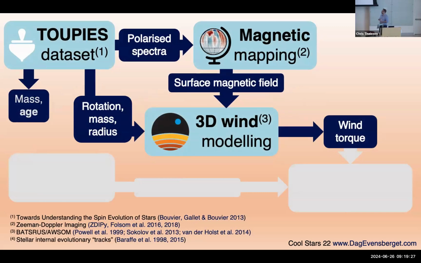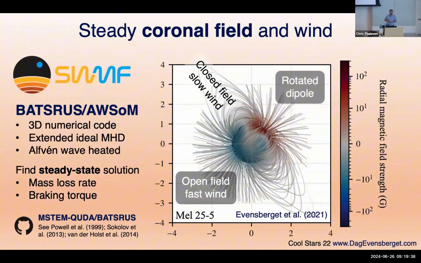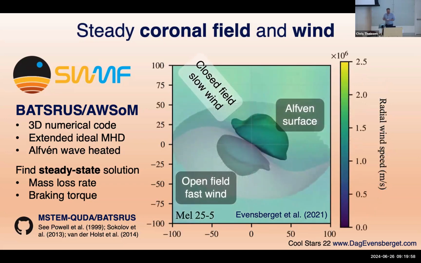We use 3D wind modeling, and from the 3D wind models, we can calculate an instantaneous wind torque. For this, we use BATS-R-US Awesome, which many people have talked about, at least in the splinters already. It's a three-dimensional numerical code where the corona is heated by Alfvén wave energy. Here I'm showing a typical structure of the corona from a steady state from such a model. And we see a similar structure with a region of fast wind and a region of slow wind. This two-lobe structure is the Alfvén surface.